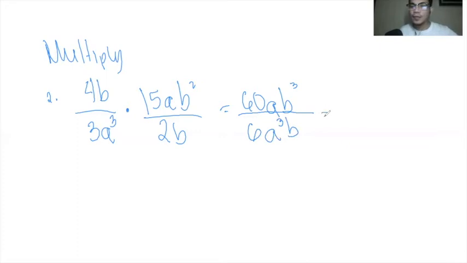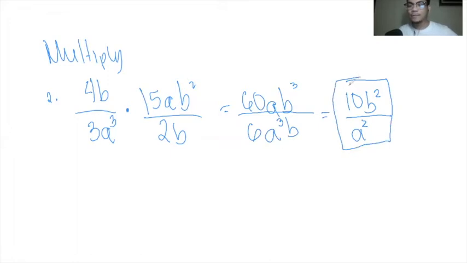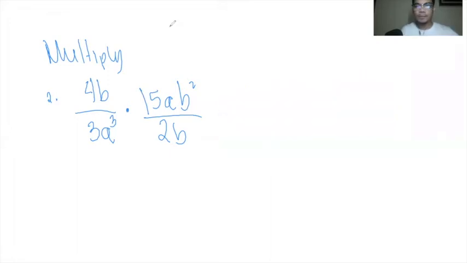And then we can now simplify our expression. So 60 over 6 is just 10. And then a over a cubed is a squared in the denominator, because that will give us a negative exponent. And then b cubed over b is b squared. Because that's a positive exponent, so we put that in the numerator. Here, our answer now is 10b squared over a squared.